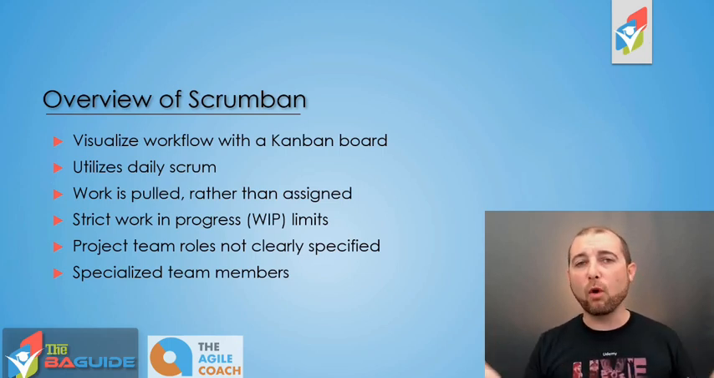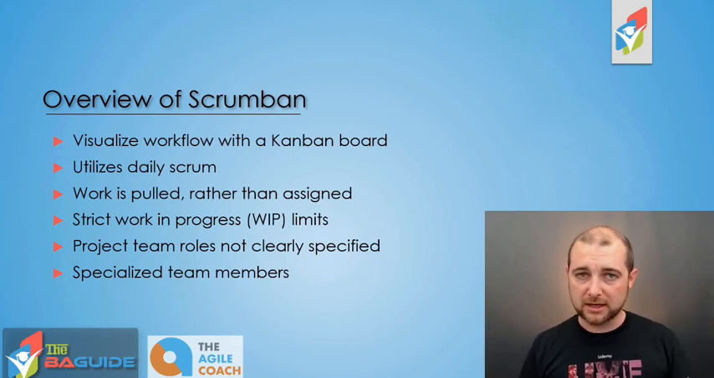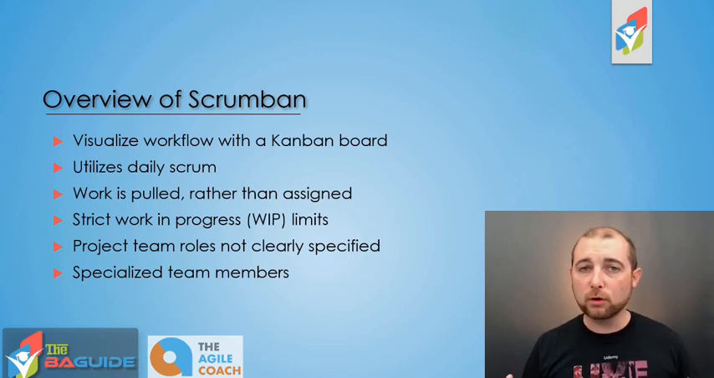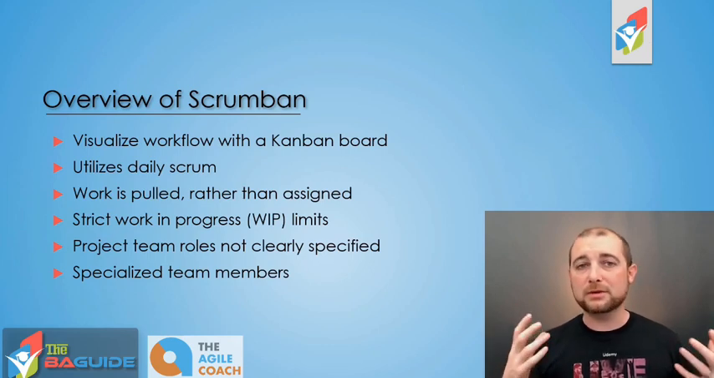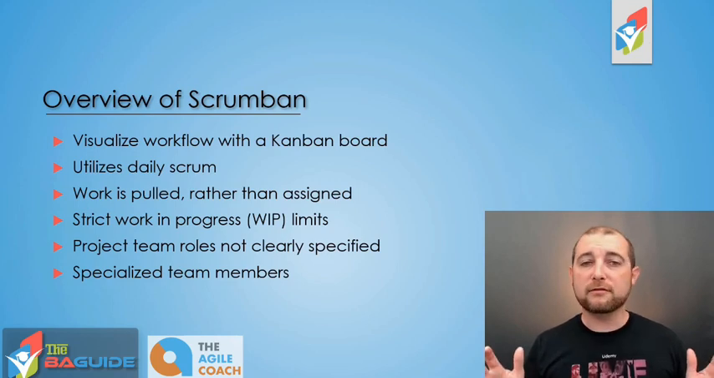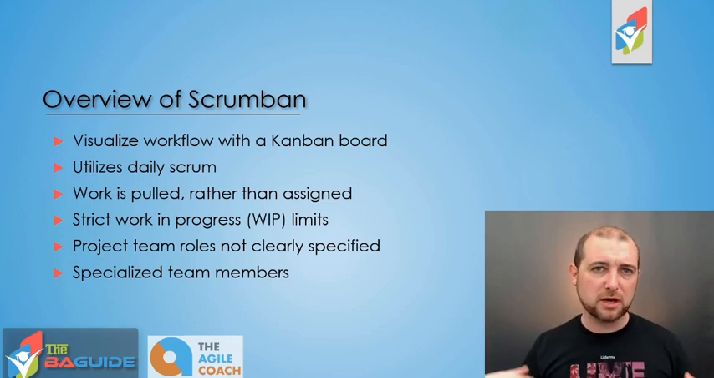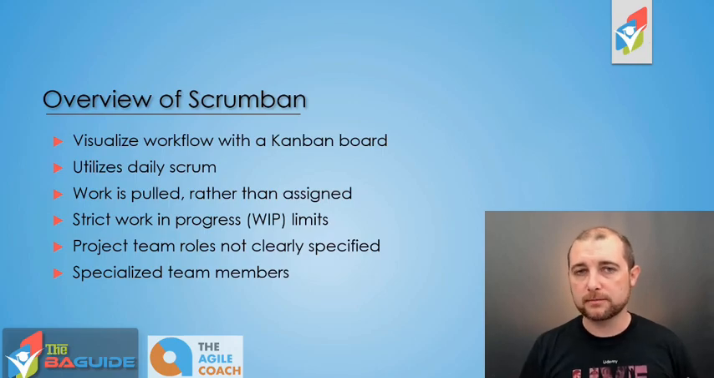So that gives you a general overview of some of the things that Scrumban is known for. You're using the Kanban board to visualize the workflow. You still have your daily scrums. You pull your work rather than being assigned your work. You have work in progress limits that are set to help keep tasks moving, stop starting, and start finishing. You have your project teams that don't have any real specific roles. You kind of conform to the organizational roles. And you have your specialized team members rather than cross-functional team members, so you can get the right people on the team to help you complete those work items.